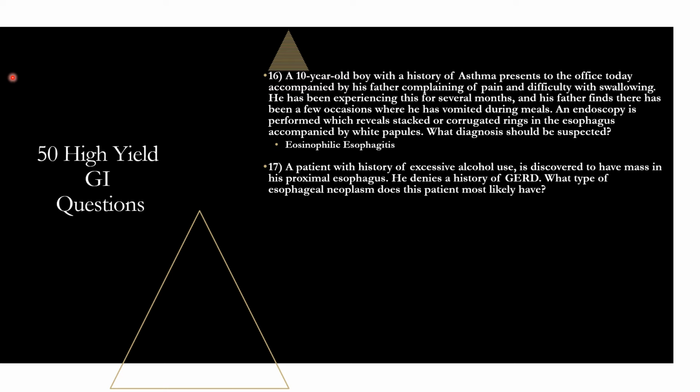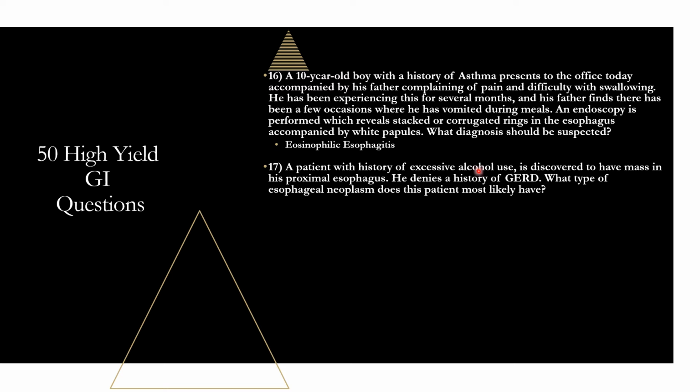Question 17: a patient with history of excessive alcohol use is discovered to have a mass in his proximal esophagus. He denies a history of GERD. What type of esophageal neoplasm does this patient most likely have? So basically what you're deciding here is, does this patient have squamous cell carcinoma or is it adenocarcinoma? So let's actually go through that and figure out how we know.